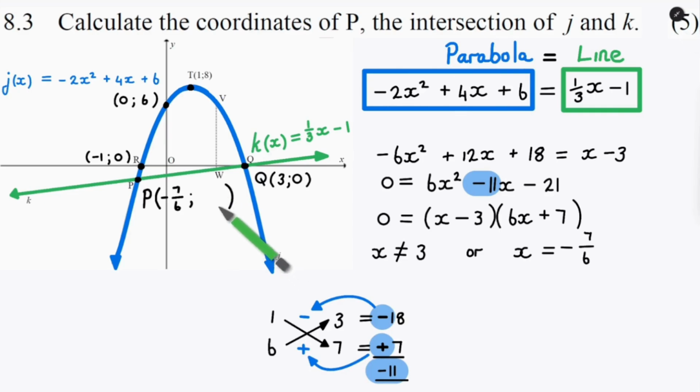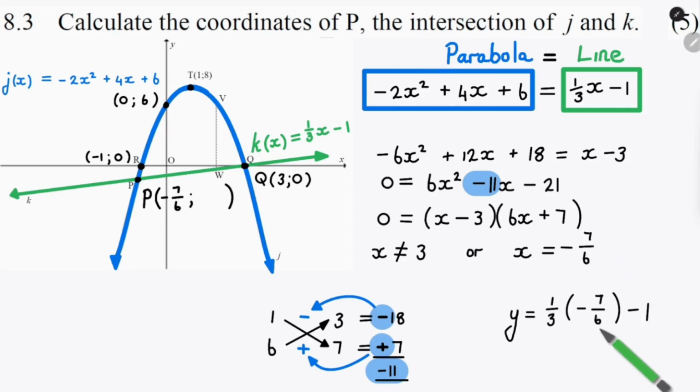And if I'm missing the y value, if I'm missing its partner, all I need to do is sub this in to get it. So I can sub it into the blue graph or the green graph. This point lies on both of them. The green graph looks a little bit easier to me, so I'm going to substitute it into that graph.